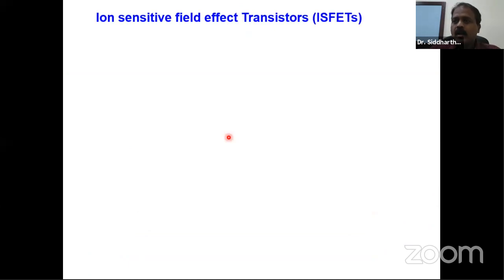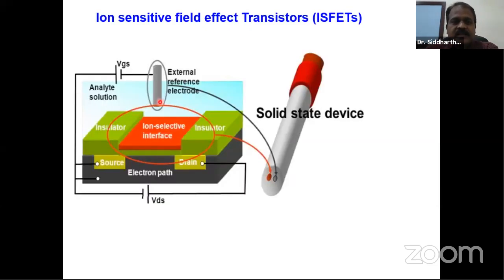So now what are ion sensitive field effect transistors? Well, if you see the schematic here, it is just a transistor, except that instead of a gate, this gate electrode is replaced by an electrolyte. Everything else remains the same. We have the source, we have the drain, and then we have the electron path in a semiconductor. Now, what happens is that we have an ion selective interface here.